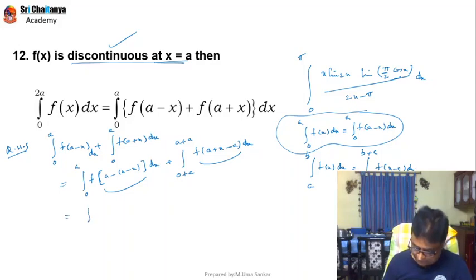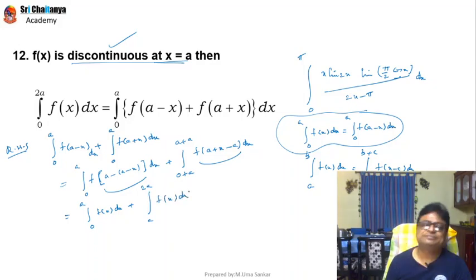I applied these two properties here. Now automatically it becomes 0 to a f of x dx, and it becomes a to 2a f of x dx. Again I am using another property. So this is integration 0 to 2a f of x dx.